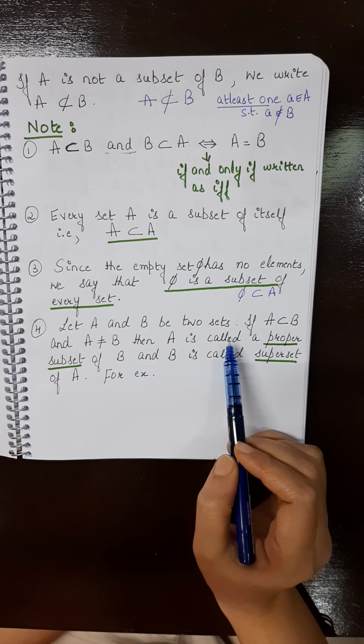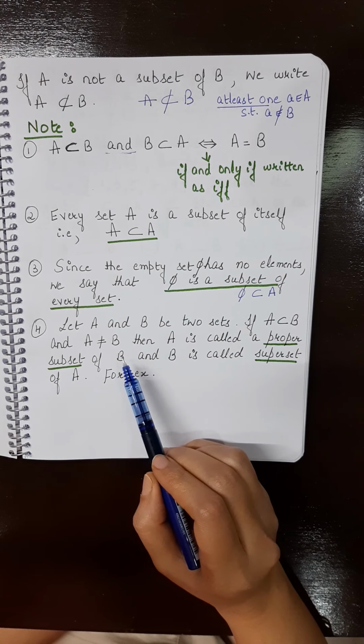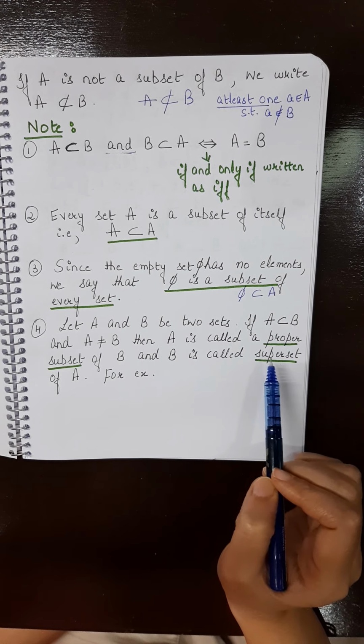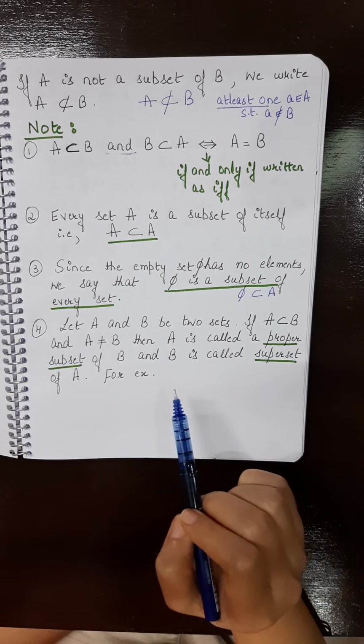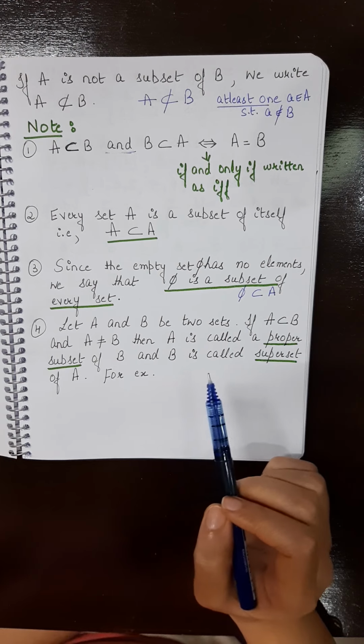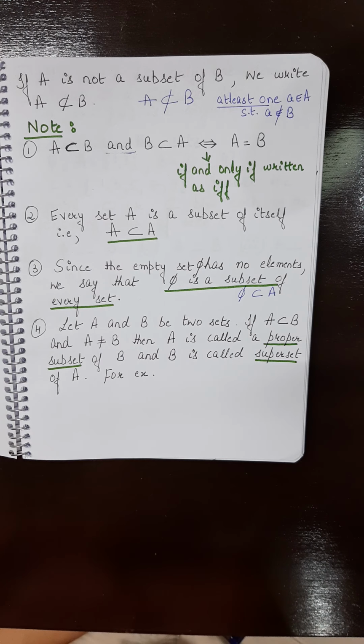Let A and B be two sets. If A is a subset of B and A is not equal to B, then A is called a proper subset of B and B is called superset of A. Okay, so if A is a subset of B and A is not equal to B, then A is called a proper subset of B and B is known as a superset. Super means bada, A se bada. So B is a superset of A.